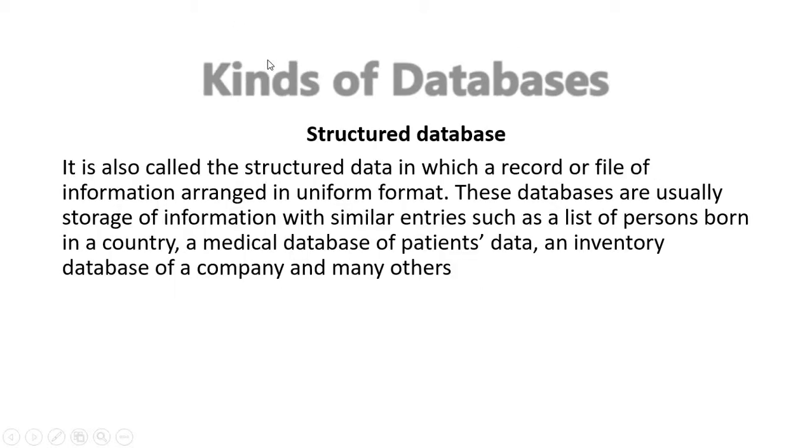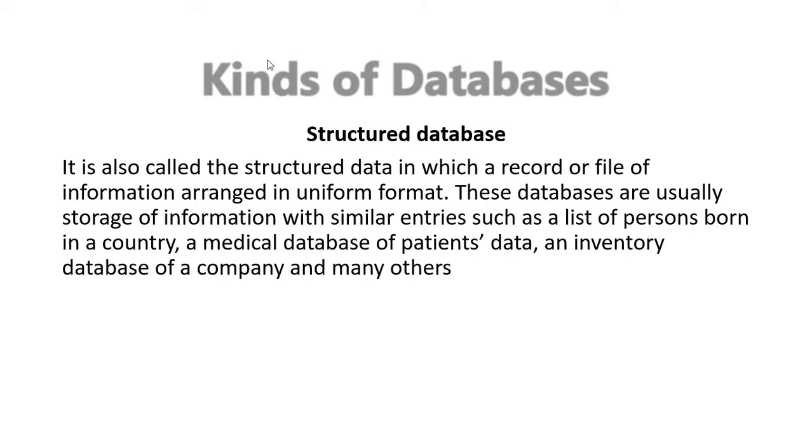Let's look at some of the kinds of databases that you have. It is not very confusing. It's just so simple. The first one is the structured database. It is also called structured data, in which a record or file of information is arranged in a uniform format. So if you are collecting data of an individual, and you want to know the person's name, age, date of birth, and the class the person belongs to, this should be in a uniform manner, which is under the structured database.